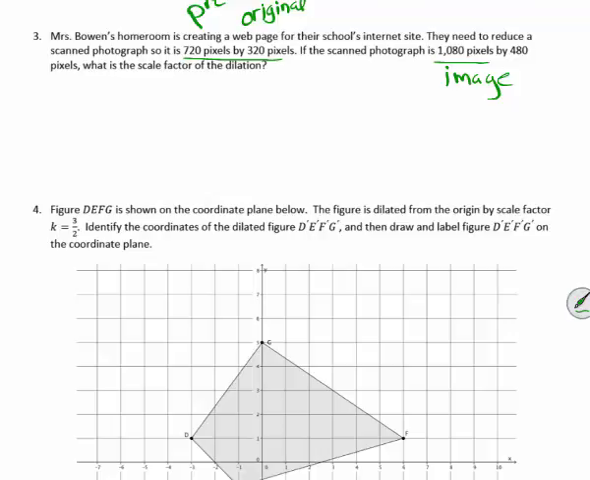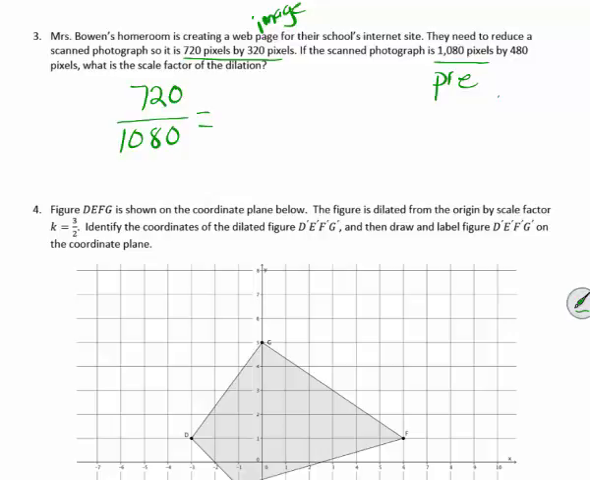Oh, I totally screwed that up. I'm sorry. Erase, erase, erase. See, this is what happens when you don't read carefully. This is your pre-image, this is your image. Sorry about that. Okay, so remember it's always image over pre-image. So I'm going to do the 720 over the 1080. And if I reduce that, which again, you can be using your calculators to help you with this, it reduces to 2/3. So that is your scale factor.